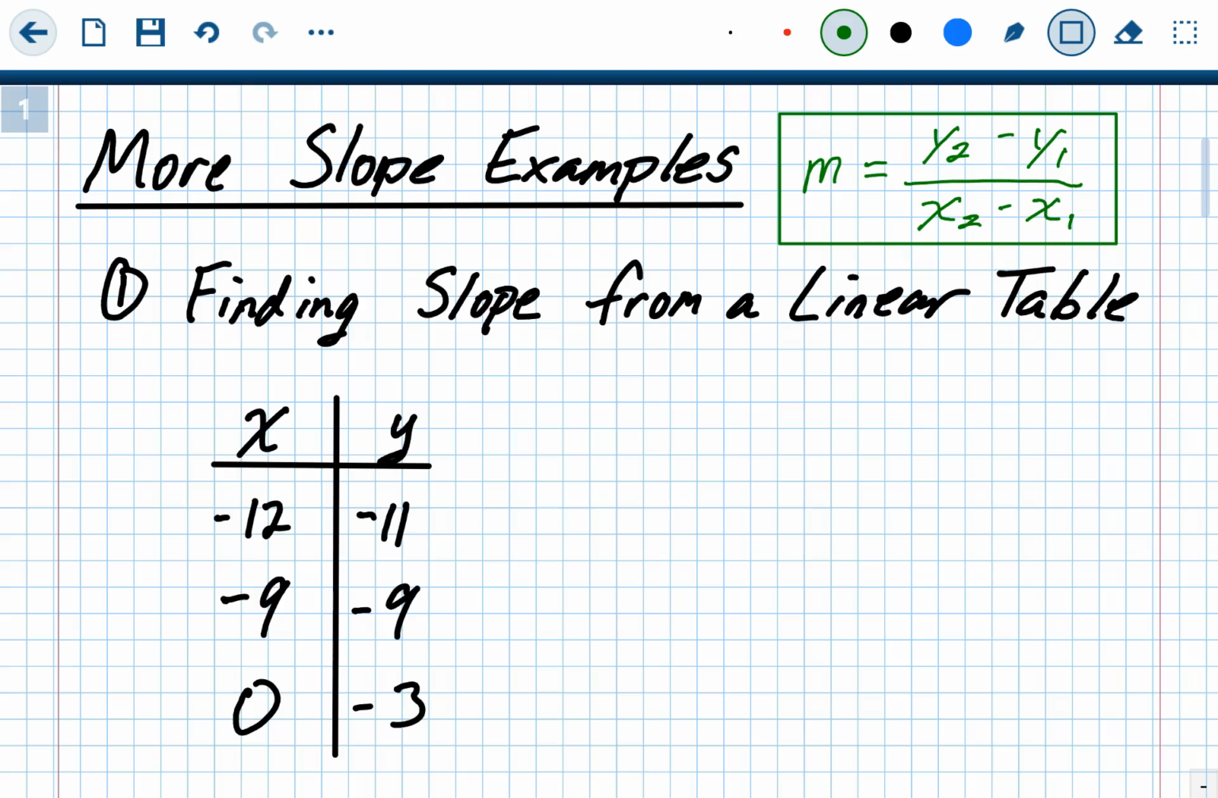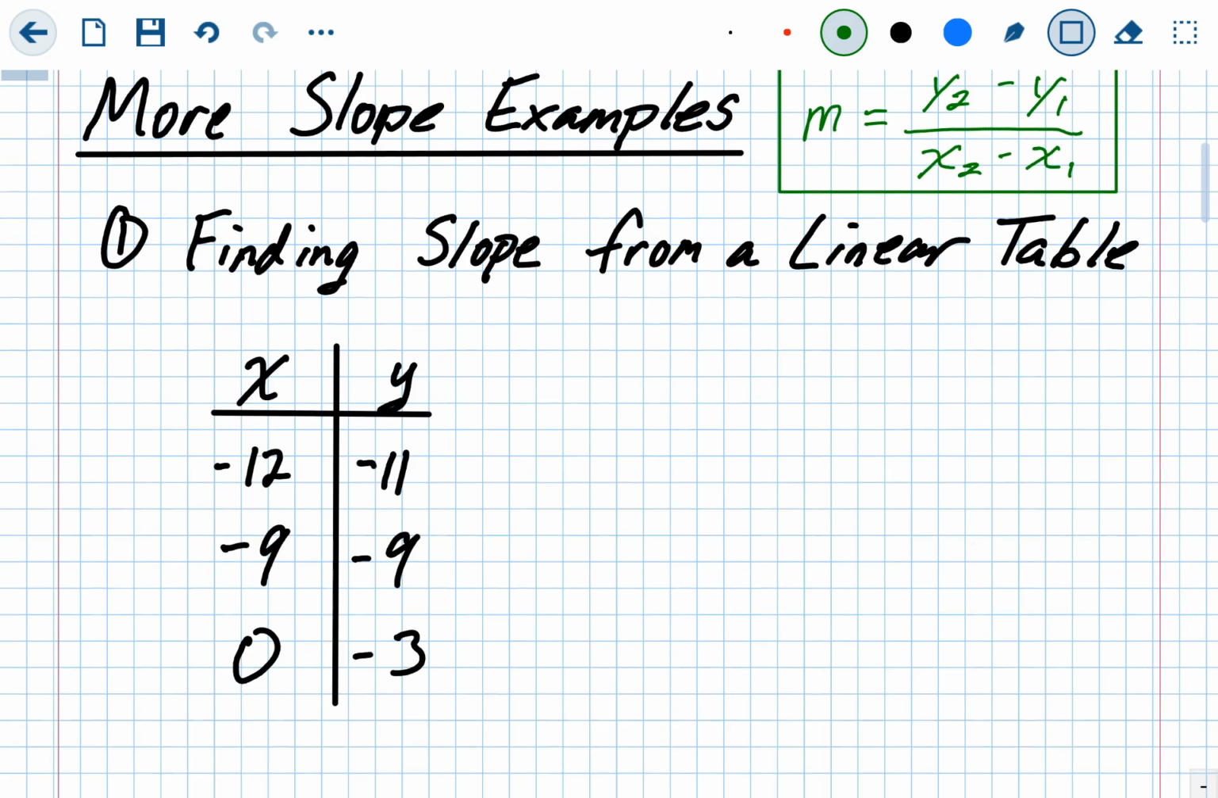Okay, so we're going to look at some different types of slope problems that we could solve using the same slope formula. The slope formula is up there in the upper right corner. Remember, you should memorize that: y2 minus y1 over x2 minus x1. So the first problem is we're going to find slope from a linear table.